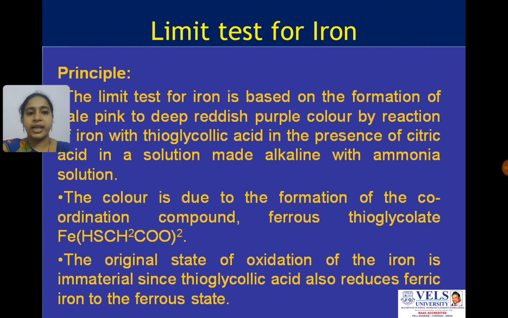Coming to the limit test of iron. The principle is based on the formation of a pale pink to deep purplish color by the reaction of iron with thioglycolic acid in the presence of citric acid, where the solution is made alkaline with ammonia solution. The color is due to the formation of a coordinate compound, that is ferrous thioglycolate, which gives a pink or deep purple color to the solution. The original state of iron is immaterial since thioglycolic acid reduces only the ferric into the ferrous state.